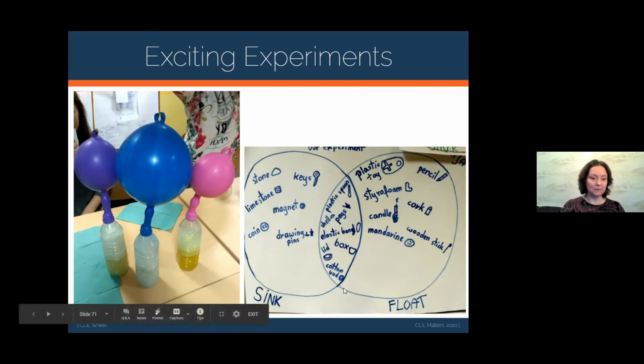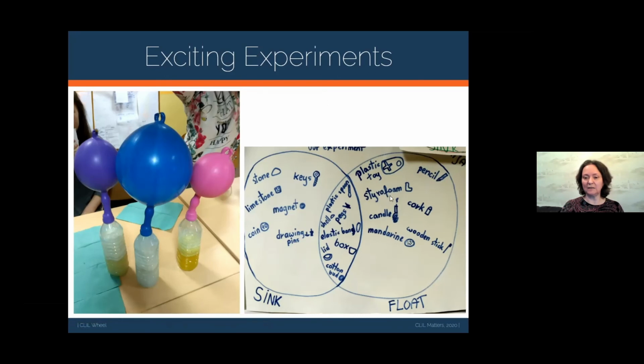And so that was the second lesson, when we could revise the language, like, okay, what's your hypothesis? Let's observe. What are our conclusions? And the next one is about sinking and floating. So we've got different objects. I brought them to the classroom: styrofoam, pencil, cork, candle.